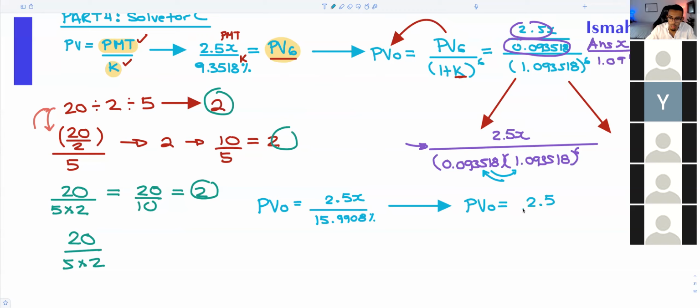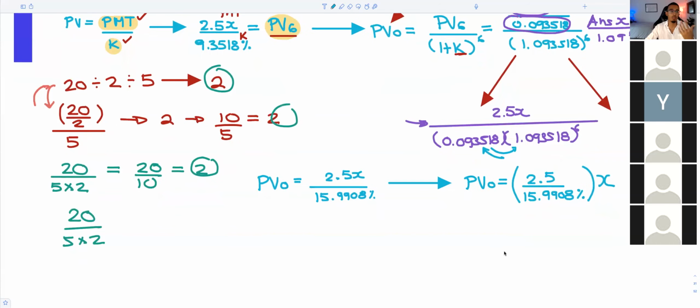2.5 divided by 15.9908%, and that's like its own thing, times x. Okay, this is another rule in math. So you could simply keep those two together, keep these two whole numbers, these coefficients together, and then divide 2.5 by 15.99%. And that's going to give you a whole other number, and that's going to be what you're going to have in front of your x, and that's going to be the simplified form of the present value of your perpetuity.